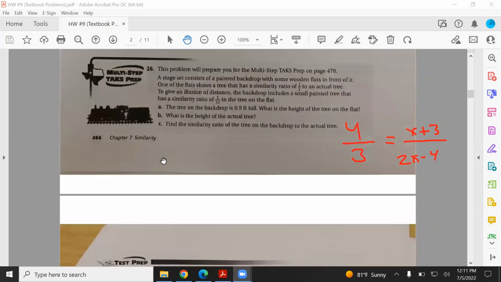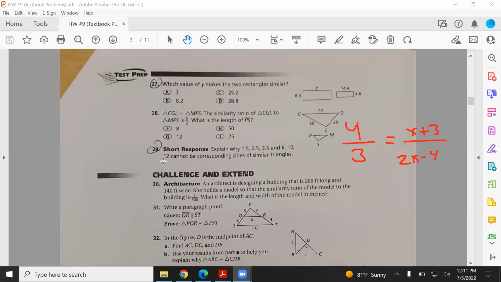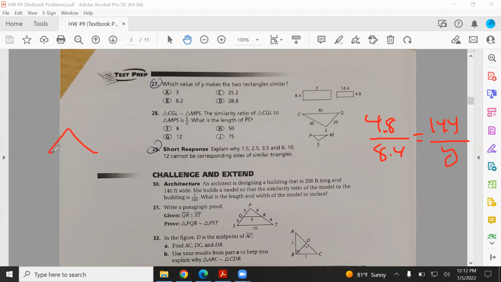That's a setup there. And then the next problems, there's one multiple choice and one short response. So you're looking for proportionality. If you want to make these similar, you're going to say 4.8 over 8.4 equals 14.4 over y. Here you may want to draw 1.5, 2.5, and 3.5.